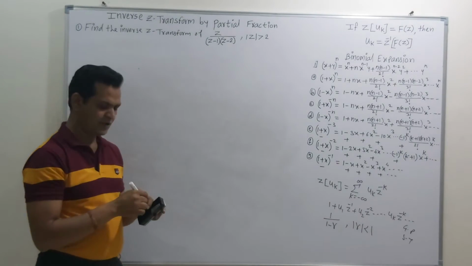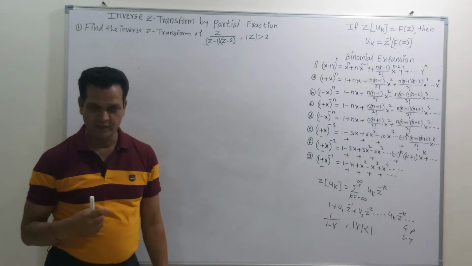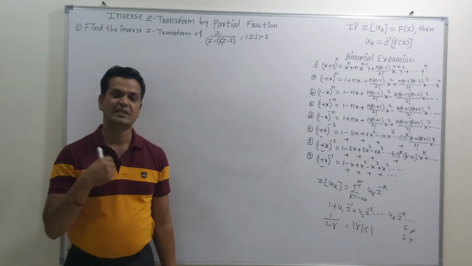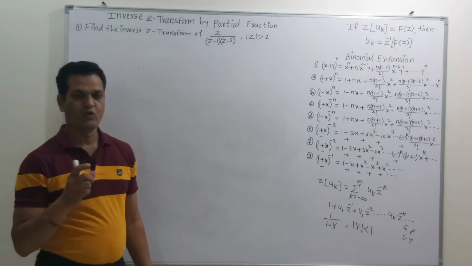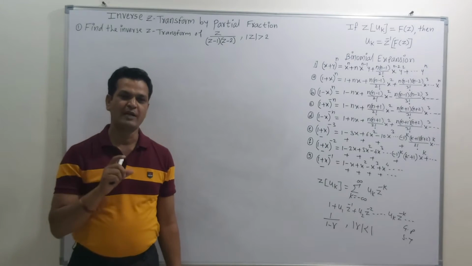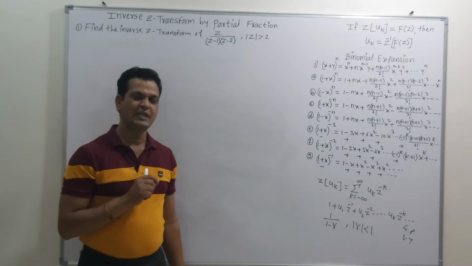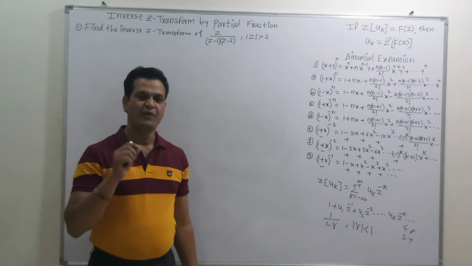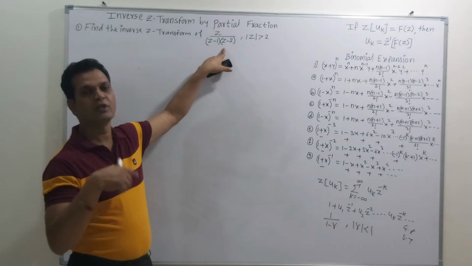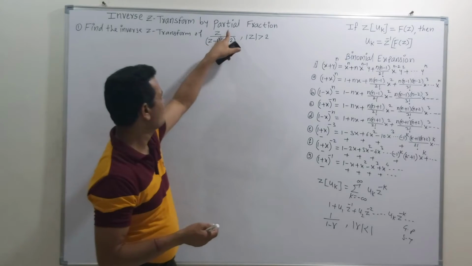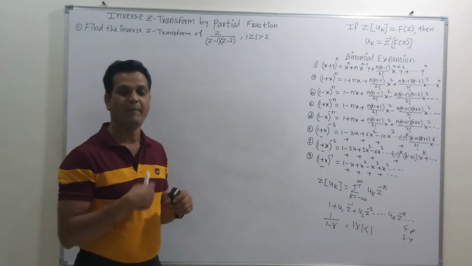Now friends, we know that for finding the inverse Z transformation, there are two important methods. The first method is inverse Z transformation by binomial expansion, and the second is inverse by partial fraction. So the question is whether we have to apply the binomial method here or the partial fraction method. Friends, the binomial expansion concept is applicable when we get a single term in the denominator, but when we get two or more terms in the denominator, apply the concept called partial fraction. Here we are getting two terms, that's why we are applying the partial fraction concept.